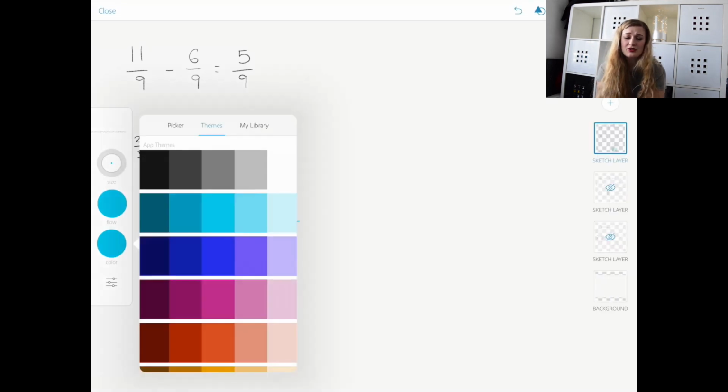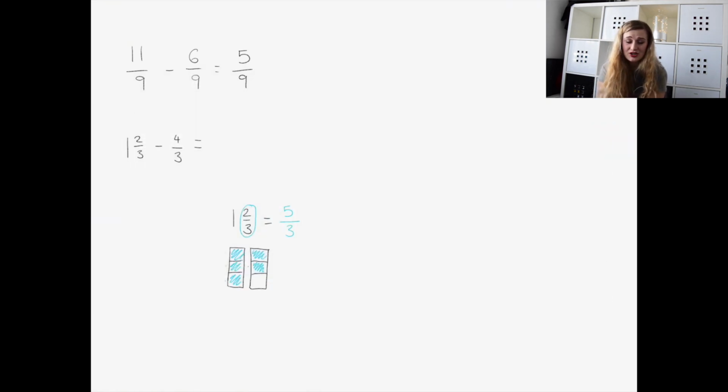What I can then go and do is I can go back to my question, and I can write that next to it just to clarify it. So I now have 5/3 take away 4/3, which equals our 1/3.